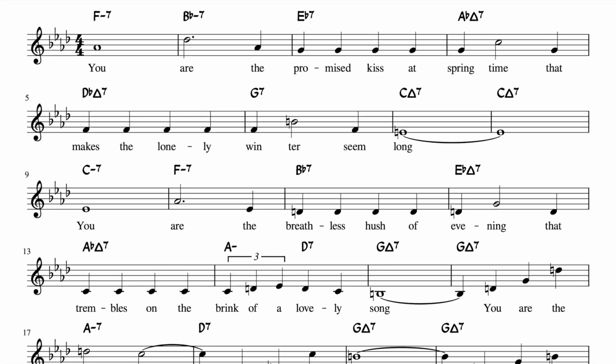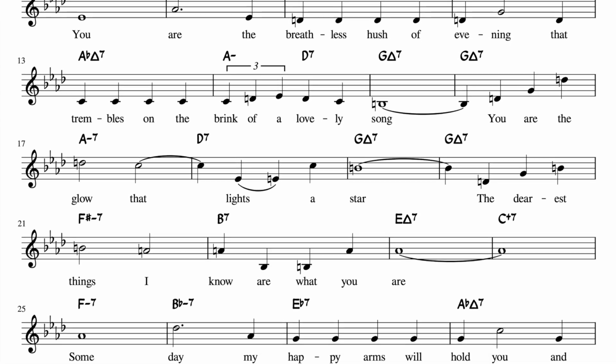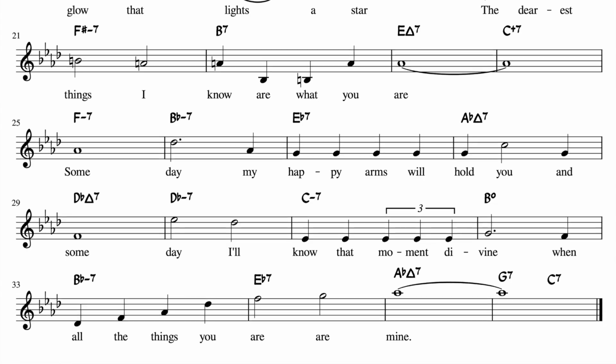Now, let's apply these rules to a portion of a famous standard. And if you haven't heard of this song, I would encourage you to find all the versions you can and listen to it, because it is a beautiful song. It's called All the Things You Are, and the music was composed by Jerome Kern.